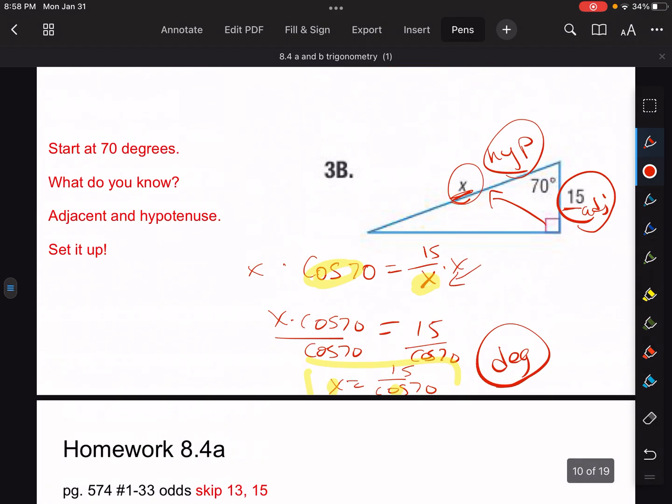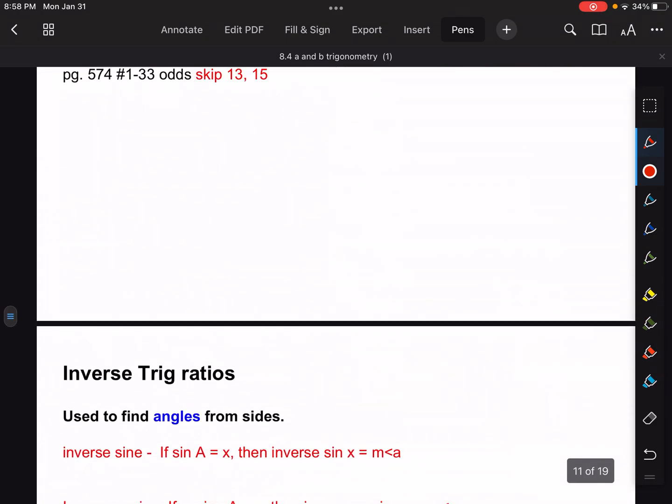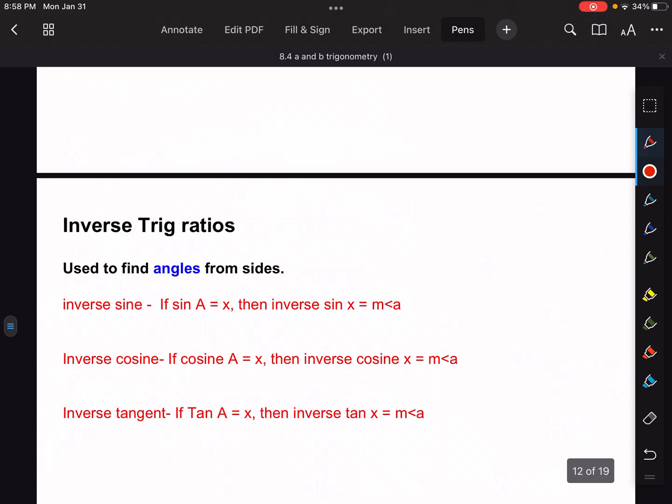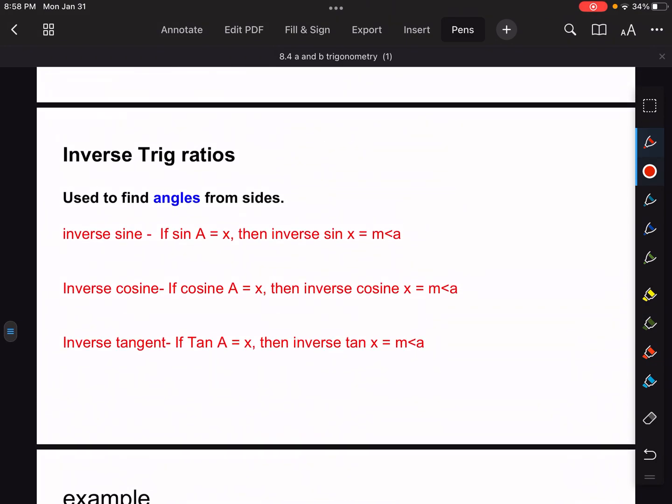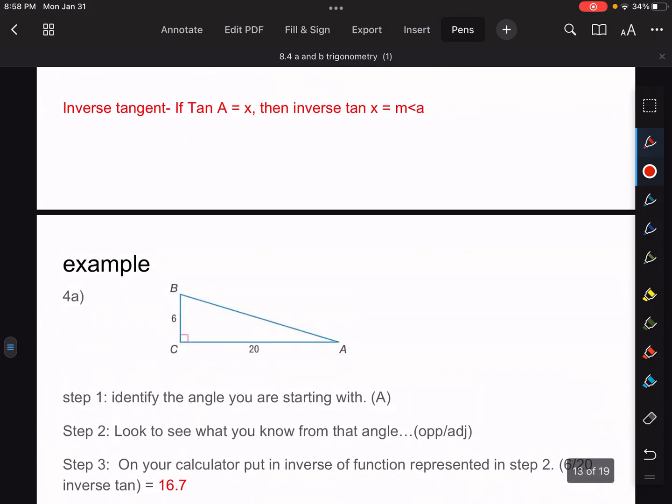Now, that's the end of the first part of this lesson. The second part of the lesson is all about finding the angles. This is called inverse trig ratios, so it's used to find the angles of something. For instance, on 4a, I'll make this quick, if I know these two pieces, and I'm trying to find, say, this angle A, how can I find that?